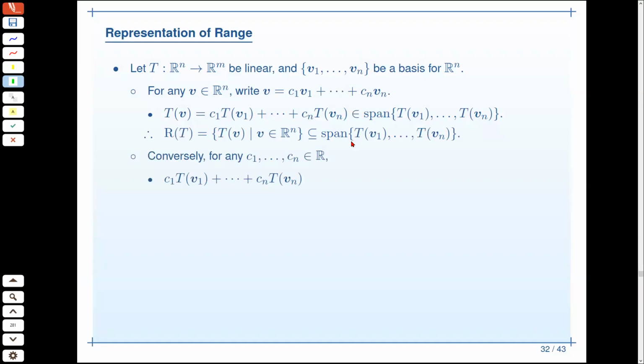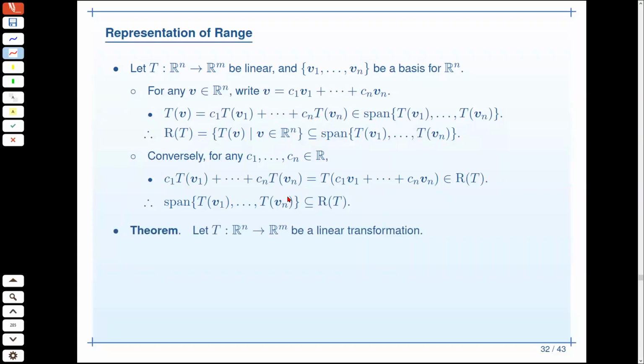Okay, if you consider a linear combination of the TV1, TV2, TVN, which is in this form. But now again, using the linearity, it is an image of a single vector C1V1 plus until the CNVN. So this belongs to the image because it is the T of something. It is the image of this vector. So therefore, they are the same thing. Right, the span of the TV1 until the TVN is a subset of the range. So therefore, this is not only just a subset, they are equal.